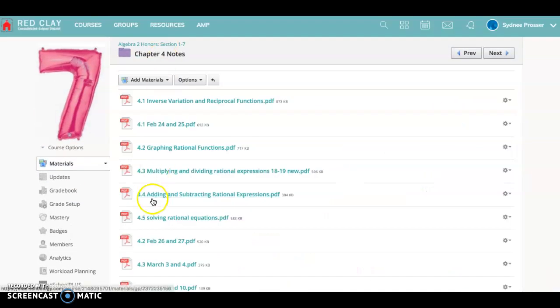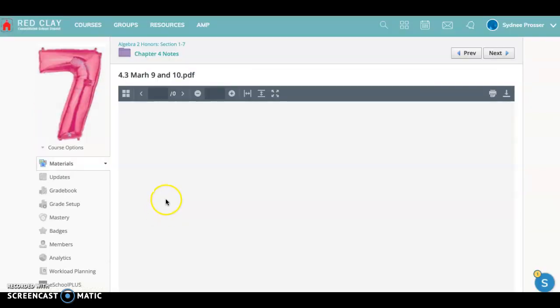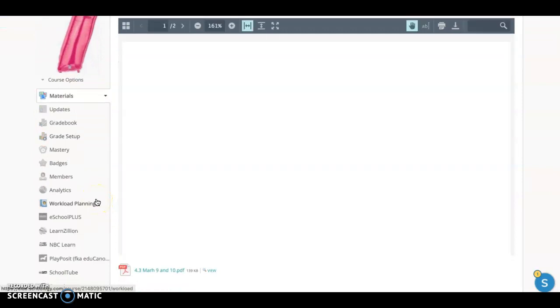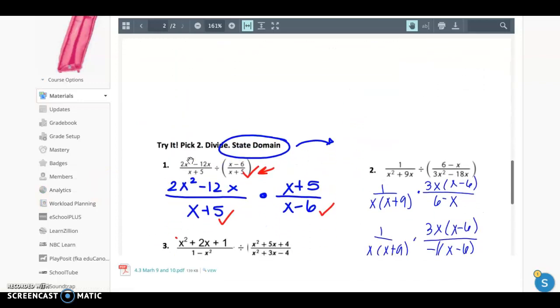Let's look at 4, 3, 9, and 10. Well, we know division is the same thing as multiplication. What's the only difference that we do with division? We have to multiply by the reciprocal, right?